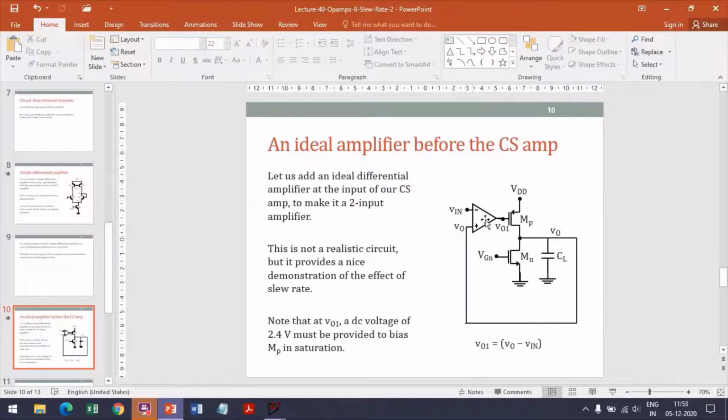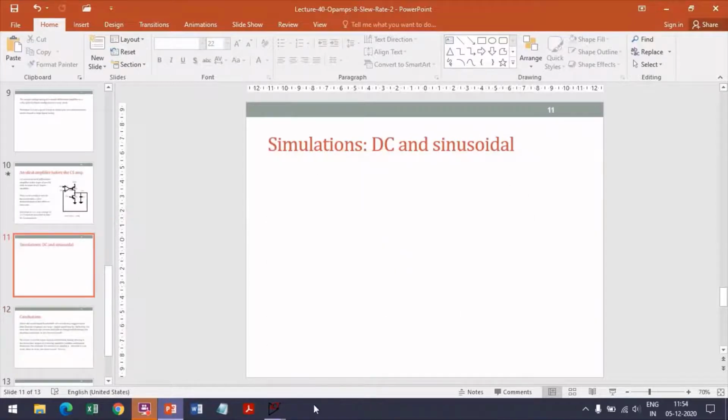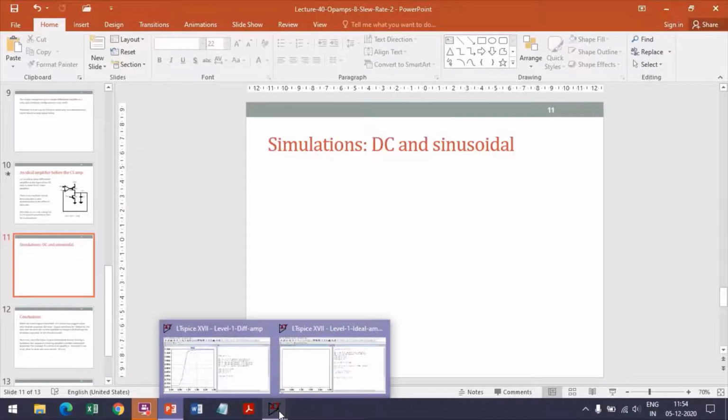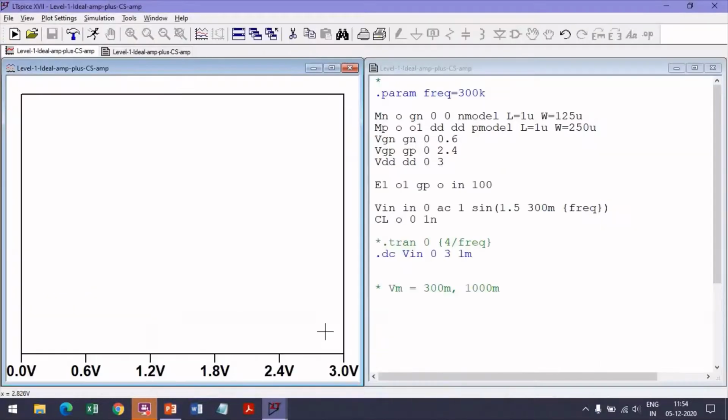Now note that at VO1 we need a DC voltage of 2.4 volts to bias MP in saturation. So that will have to be supplied when we do the analysis of this circuit. That's why I said this is not a realistic circuit, but it shows very nicely the effect of slew rate. So let us look at this circuit.